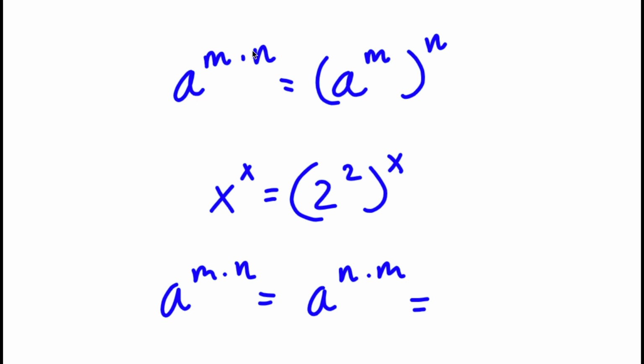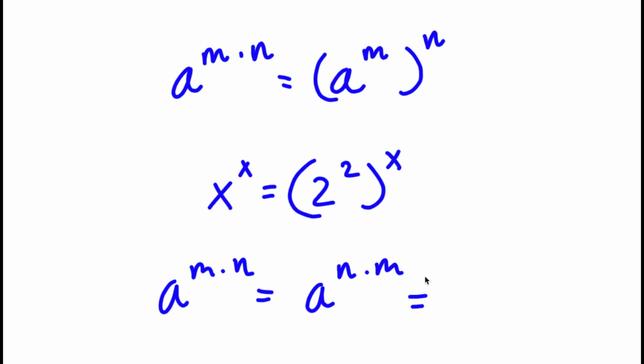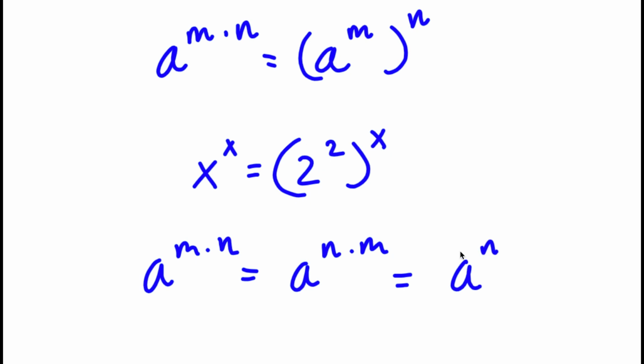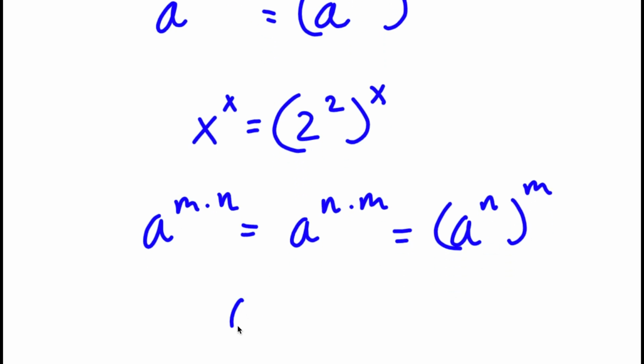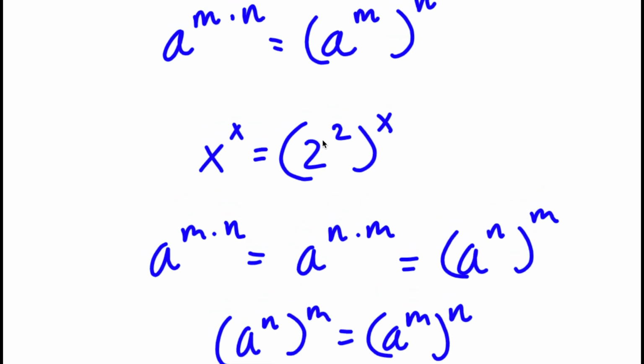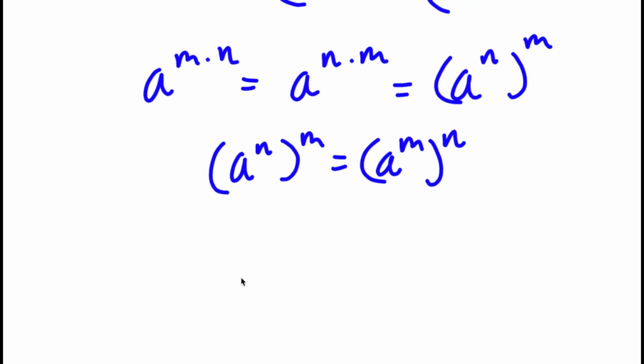So if a to the power of m times n is equal to a to the power of m to the power of n, then a to the power of n times m is equal to a to the power of n to the power of m. And if these two are equal, then a to the power of n to the power of m is equal to a to the power of m to the power of n. So 2 to the power of 2 to the power of x is the same thing as 2 to the power of x to the power of 2. So now I have x to the power of x is 2 to the power of x to the power of 2.